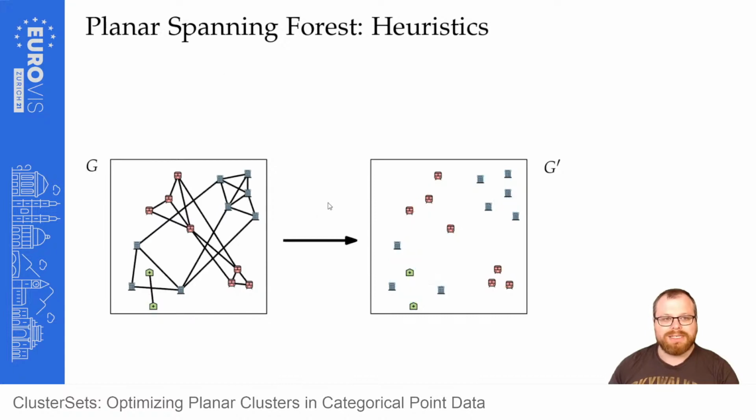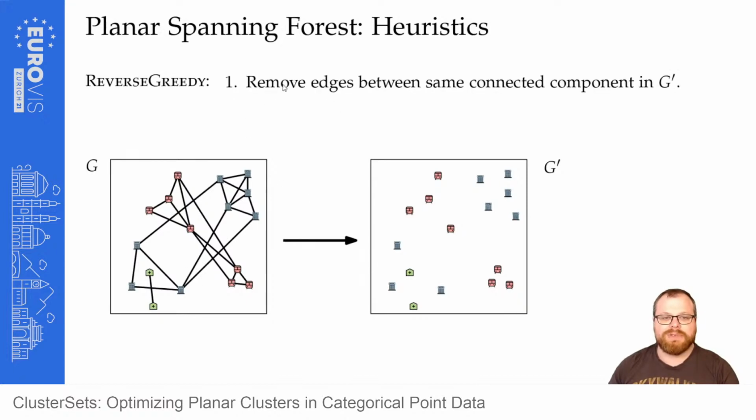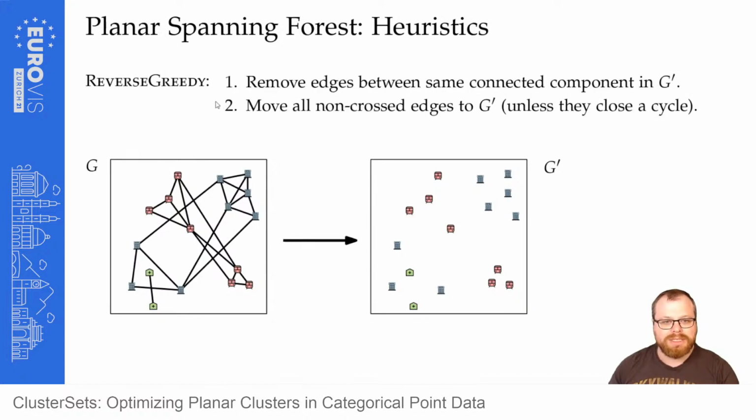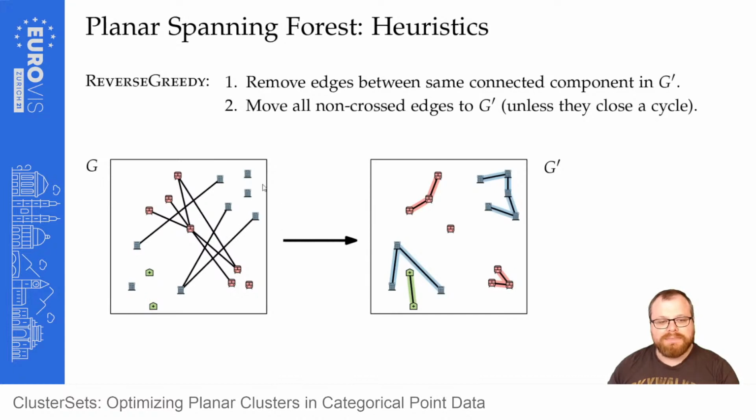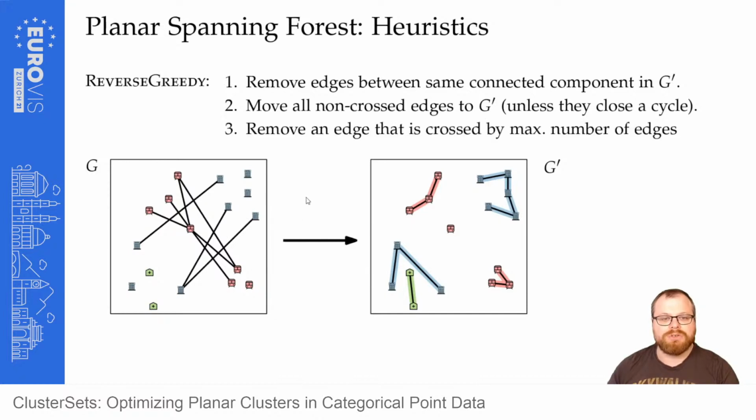The second heuristic is the so-called reverse greedy. In the beginning, these 2 algorithms do exactly the same. We remove edges between the same component, and we move all non-crossed edges to G'. So let's do that. But at some point, when we only have crossed edges here, instead of picking the edge with the fewest number of crossings, we remove the edge with the largest number of crossings. For example, this one here.